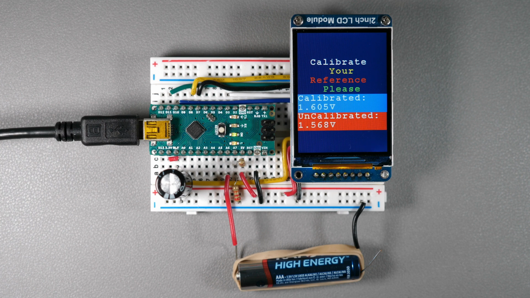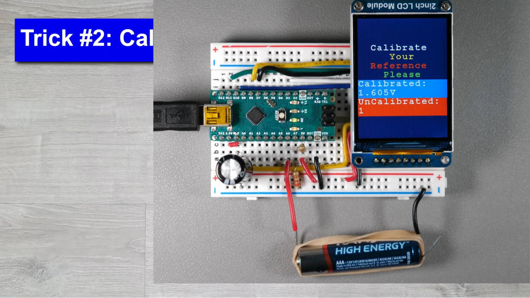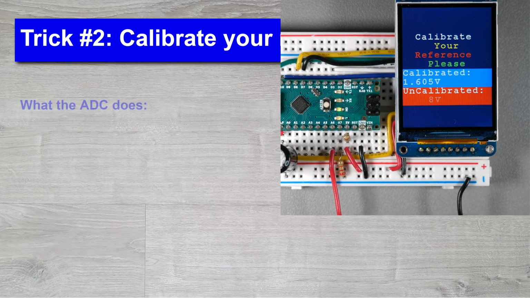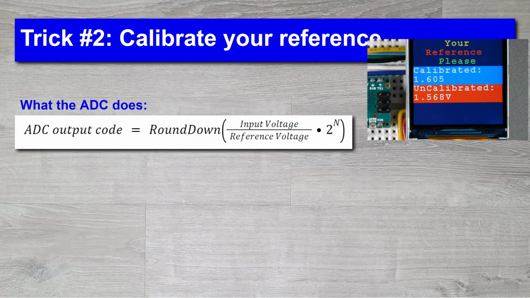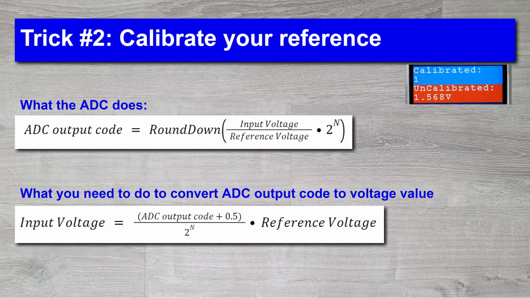some equations again. Welcome back to the slide deck. Let's look at two equations. The first equation is what the ADC does. You have seen that already. The second equation is what you need to do to convert the ADC output code back to the voltage value. This is useful if you are trying to make something like a multimeter out of your Arduino.